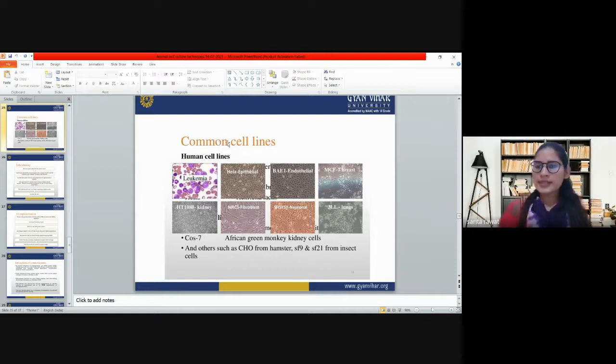Now, these are some common cell lines. These are the human cell lines. In leukemia, you can see, and then HeLa epithelial, then BAE1 endothelial, then MCF7 breast, and this is the HT1080 kidney cell line. This is the fibroblast cell line. This is the neuronal cell line, and this is the lung cell line. And COS-7 is African green monkey kidney cells, and the others such as CHO from the hamster and SF9 and SF21 from the insect cells.